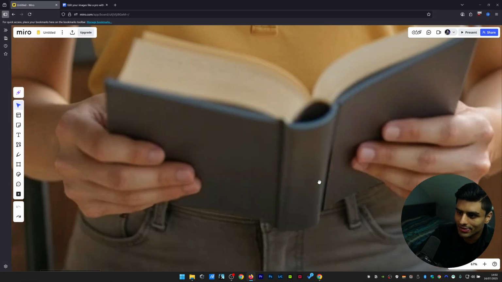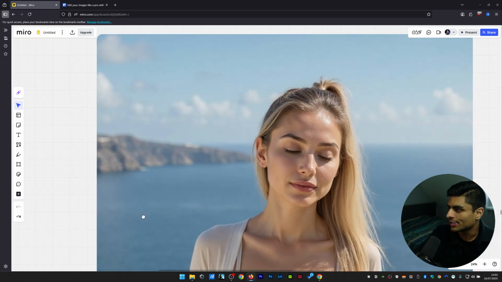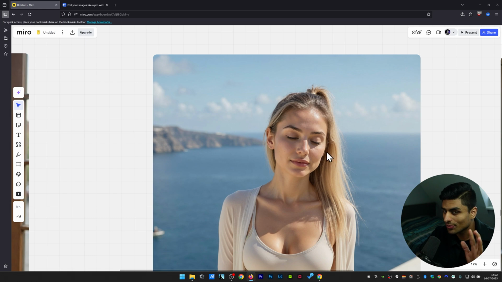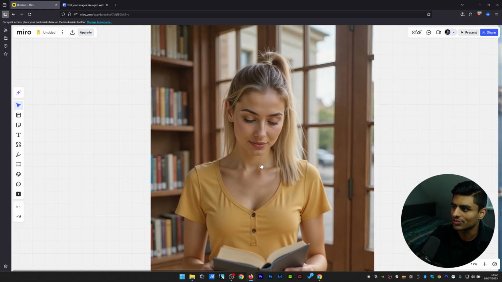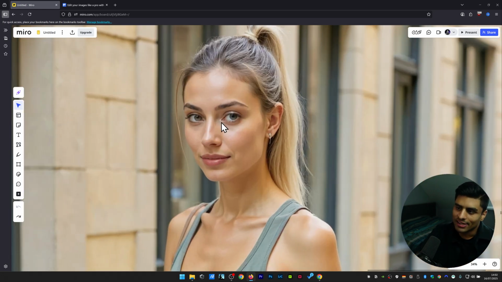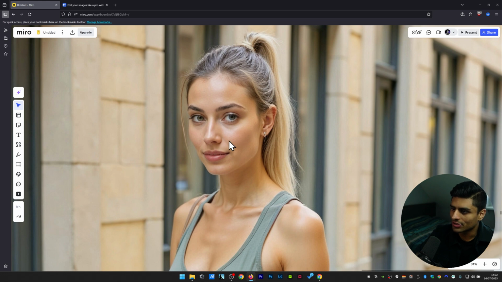So we're looking at the hands. Yes, quite similar. And yeah, the facial details are very similar. Even with the angle changed, her hairstyle is pretty much the same. Like, it's very similar. And now we get into this one. Okay, this is very, very similar as well.